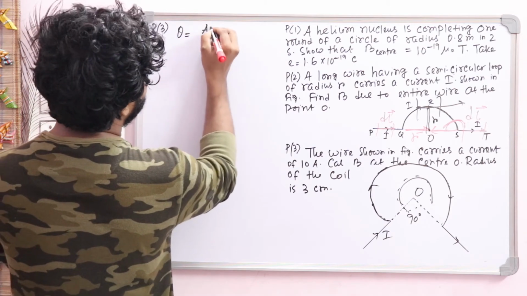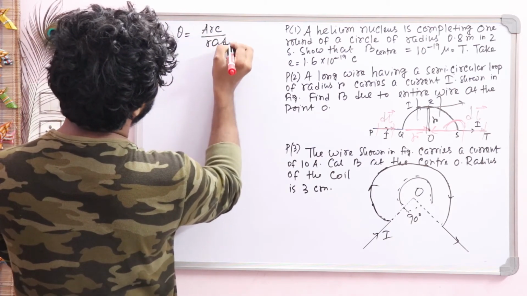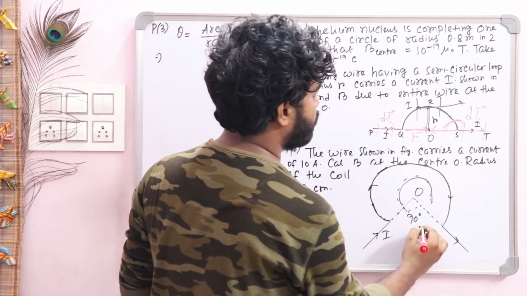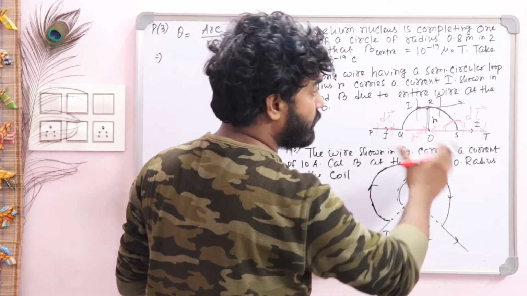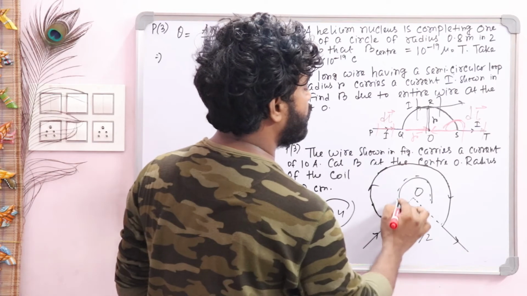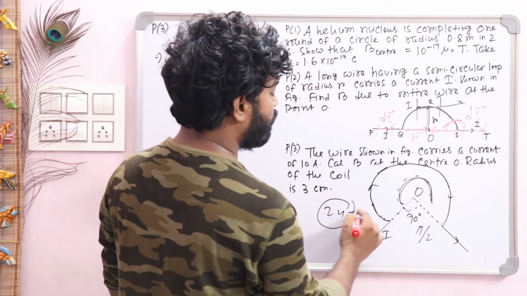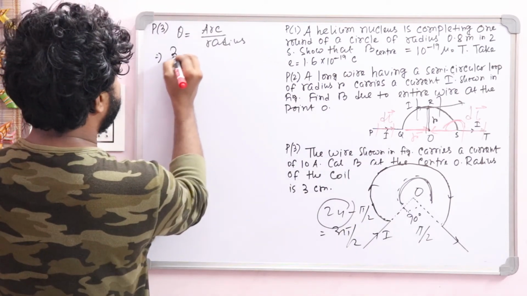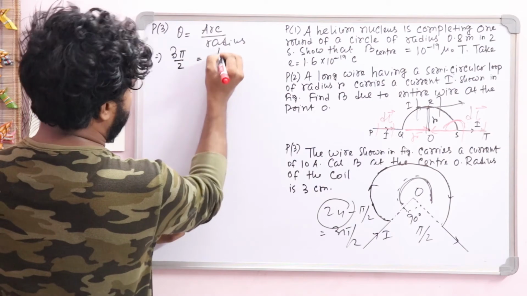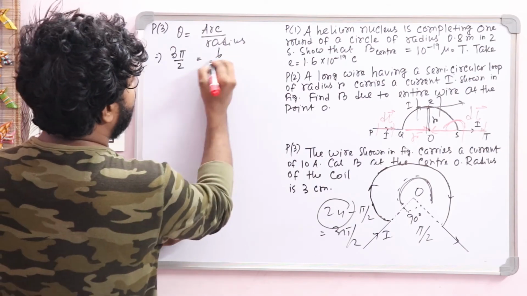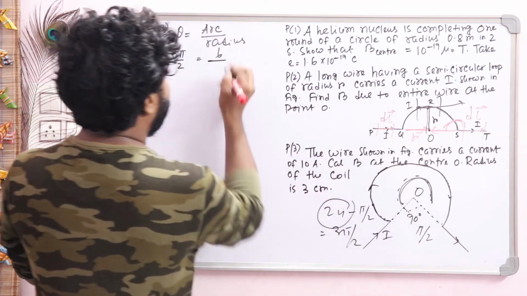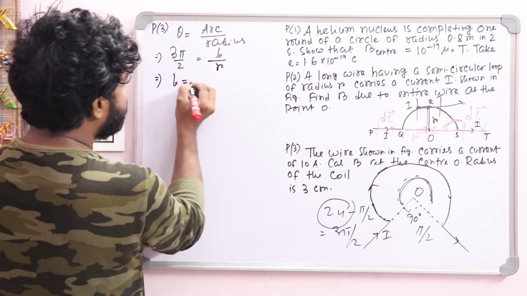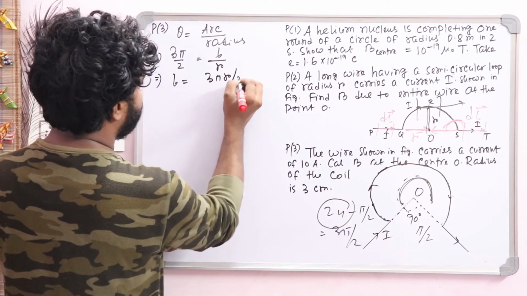So theta is equal to, you know the basic formula, arc by radius. Now what is the value of theta here? This angle is 90, that is pi by 2. Total angle, that is 360, that means 2 pi. So obviously this angle will be 2 pi minus pi by 2. So this value will be 3 pi by 2. So in the place of theta you use 3 pi by 2. Arc is named as L, that is length, and suppose this radius is R. So here L is equal to 3 pi R by 2.